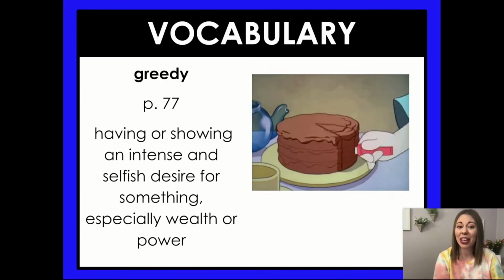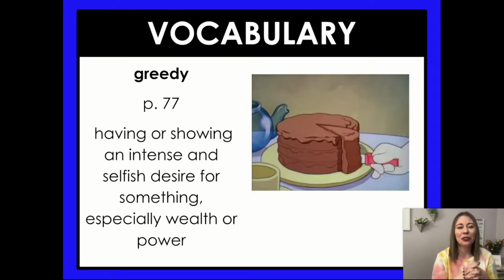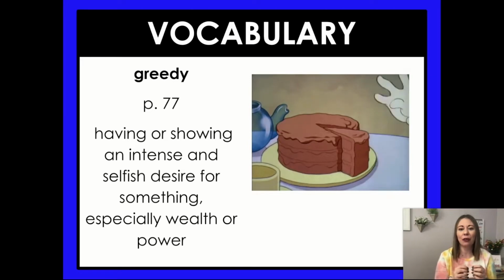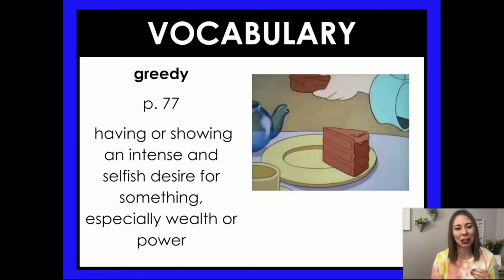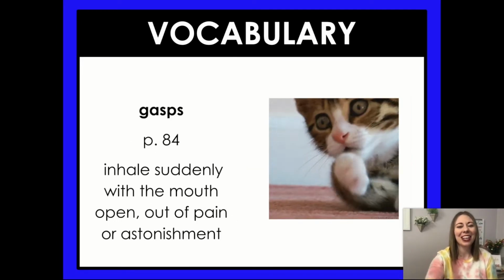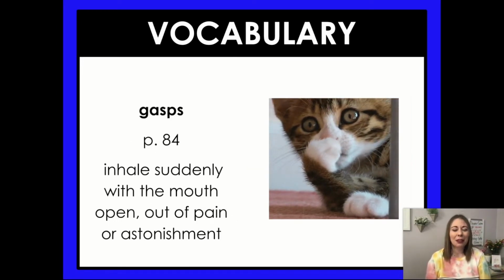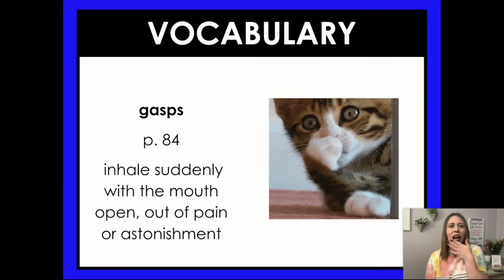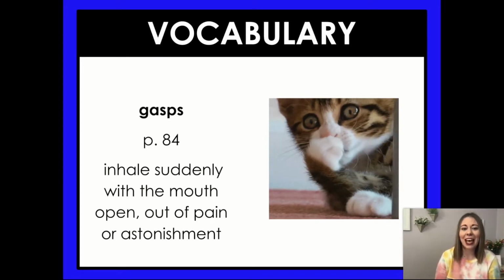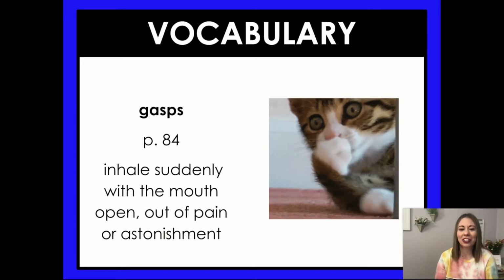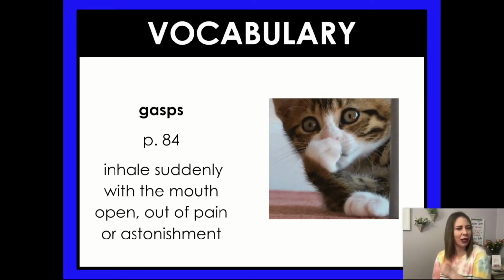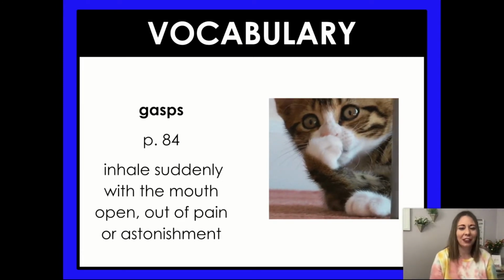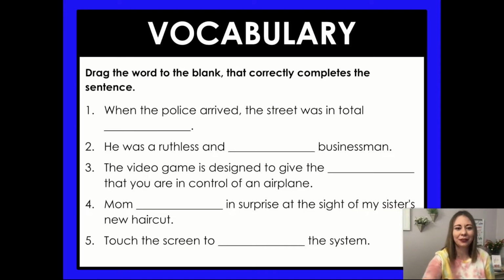For vocabulary, we have the word greedy. So greedy is having or showing an intense selfish desire for something, especially wealth or power. But imagine with that cake, look at them. They take the big part and not the smaller piece, being greedy about it. And then our second vocabulary word we have is gasps. So that is to inhale suddenly with the mouth open out of pain or astonishment. So today, probably out of astonishment, like shock, like, oh my goodness, right? So we have gasp, and I love that little kitty and their little gasp there.